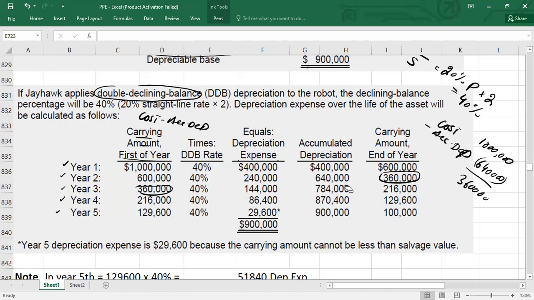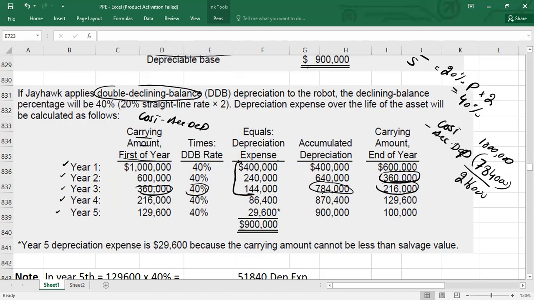Again, apply 40%, you will get 144,000 as a depreciation expense. And now your accumulated depreciation will include these three values, which will be the cumulative depreciation of 784,000. Now again in year 3 your cost of the asset was 1 million and your cumulative depreciation is 784,000. So you will get a carrying value of 216,000. Look at the magic, what is going to happen in the last year, please.